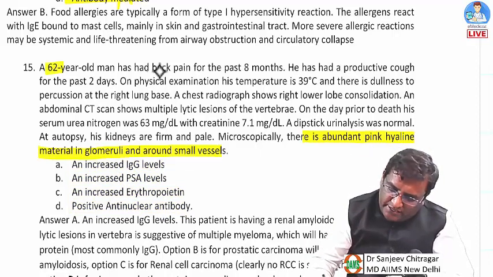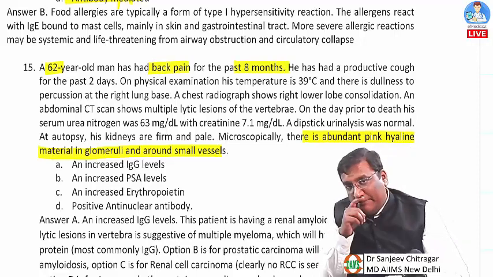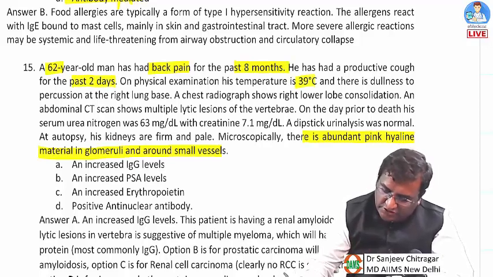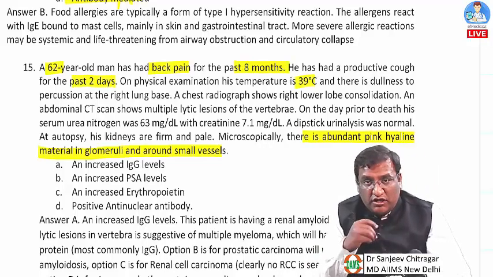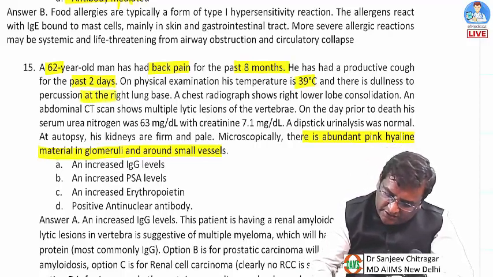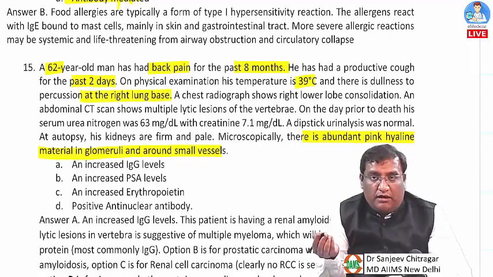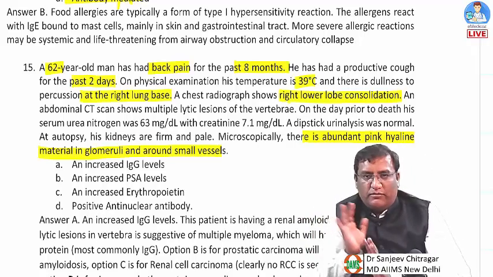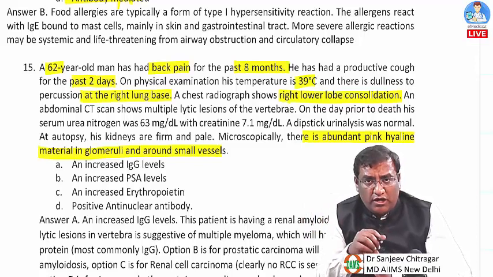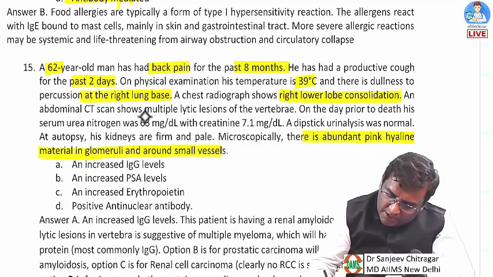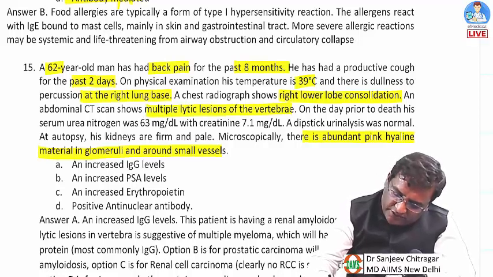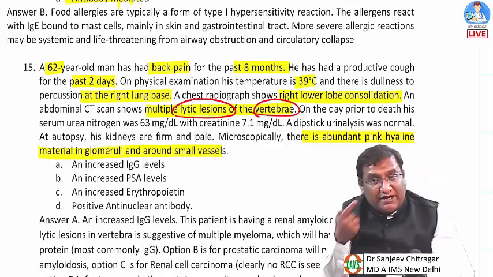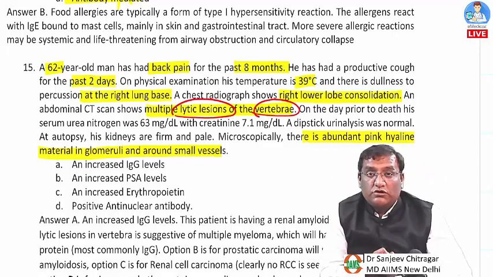A 62-year-old man had back pain for 8 months. So he is having back pain. Productive cough for the past 2 days. Physical examination, temperature 39. So he's having an infectious condition. There is dullness to percussion in the right lung base. So possibly pneumonia. Chest x-ray shows right lower lobe consolidation. Diagnosis of pneumonia. Abdominal CT shows multiple lytic lesions of vertebra. So there are lytic lesions in the vertebra, and there is a recurrent infection happening in a 62-year-old.